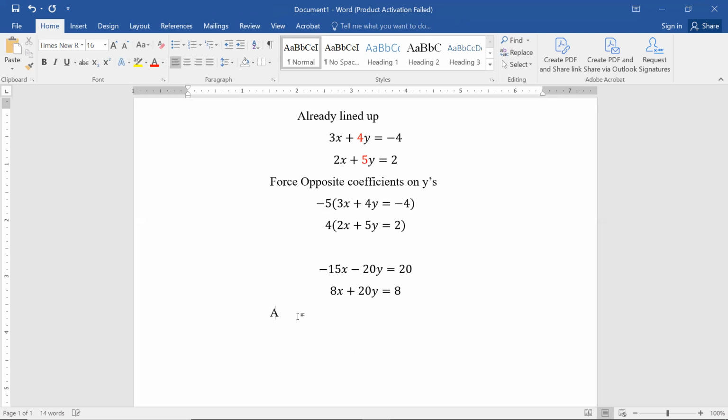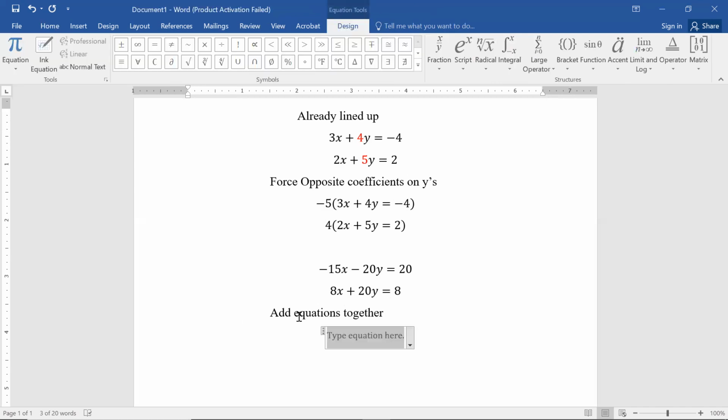Now we can go back to the standard elimination method, where we have to now add the equations together. When you add the equations together, negative 15x plus 8x gives you negative 7x. The minus 20y and the plus 20y add together to give you 0. The equal signs just drop down, and the constant terms add to give you 28.